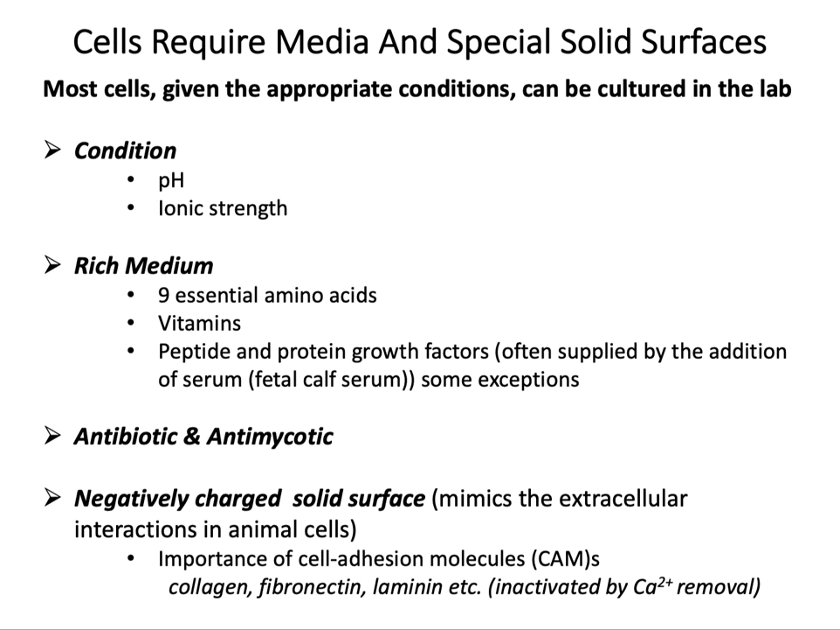Most cells, given the appropriate conditions, can be cultured in the lab. These conditions include growing cells in a rich medium, usually consisting of at least the essential nine amino acids, some vitamins, and peptide and protein growth factors, which are primarily supplied by the addition of some type of serum, usually fetal calf or bovine serum. Most cells prefer to grow on a negatively charged solid surface, which mimics the extracellular interaction. So the dishes and flasks that the cells grow on are negatively charged, almost always a type of plastic.